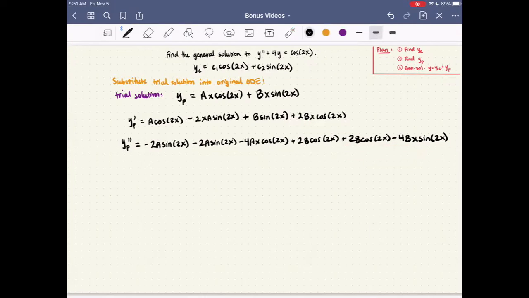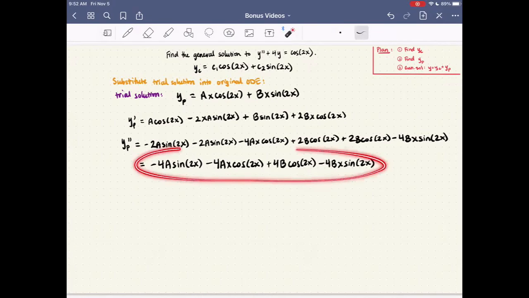All right, I'm ready to, well, actually, let me simplify this first, and then I'll plug everything in. I'm going to combine these two terms and these two terms just to make my life a little easier. I'll have negative 4a sine 2x, and then this term remains the same. And then plus 4b cosine 2x, and then this last term remains the same. Okay, now I'm ready to substitute everything in.